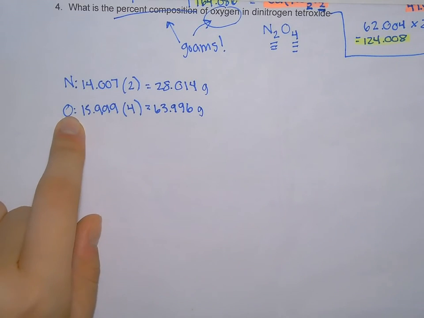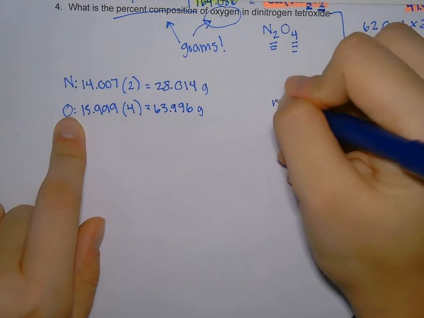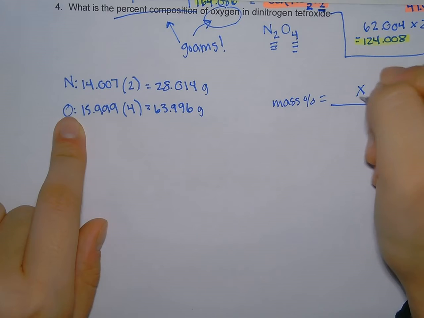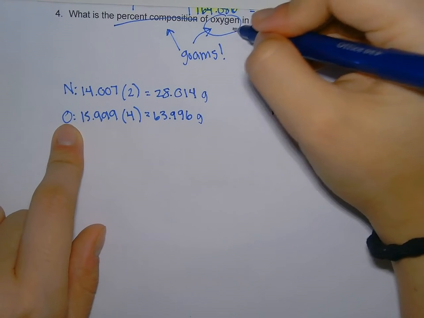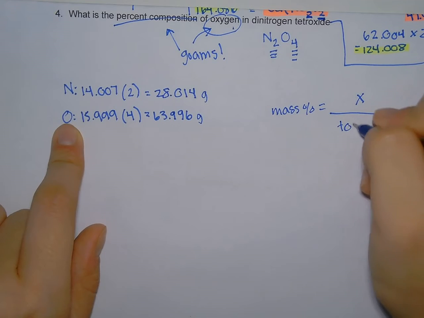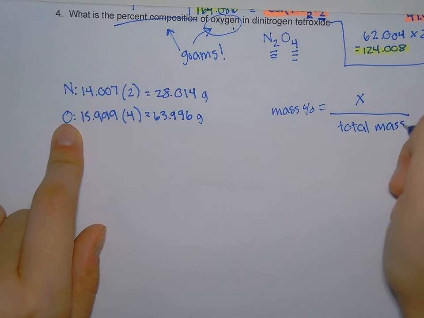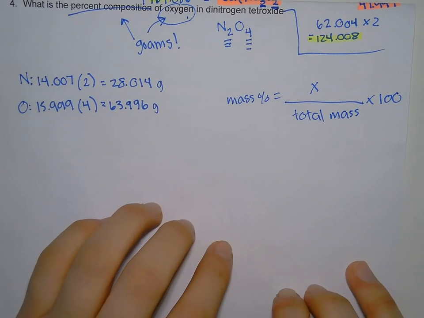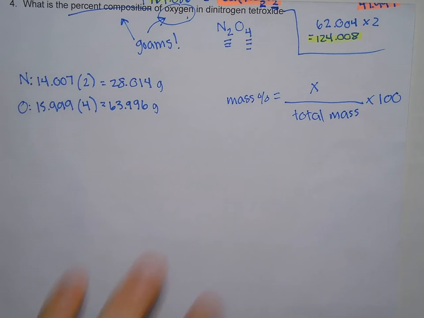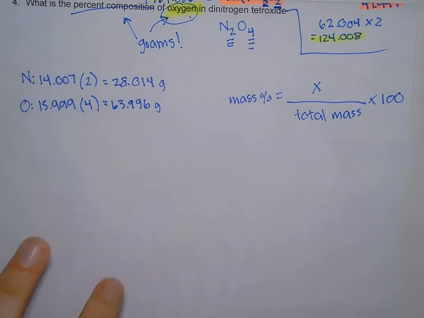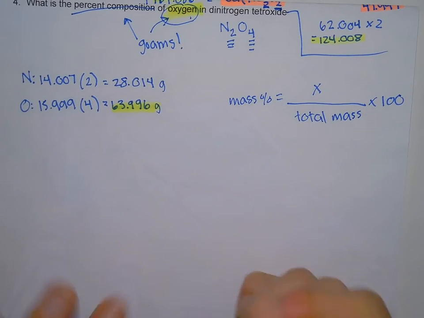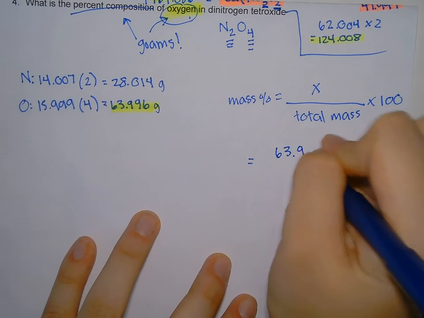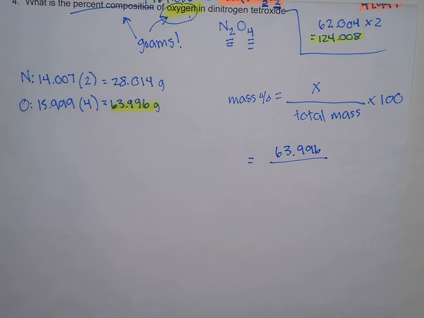Okay, so when we talk about mass percent, that formula is going to be mass percent is equal to whatever mass I'm trying to find, in this case, the mass of oxygen, divided by the total mass times 100. So if I am trying to find oxygen, because they tell me find oxygen, then I'm going to use the mass of oxygen up top, divided by my total mass.